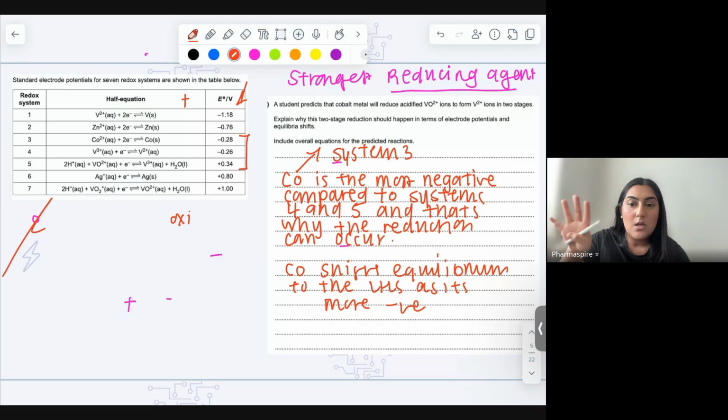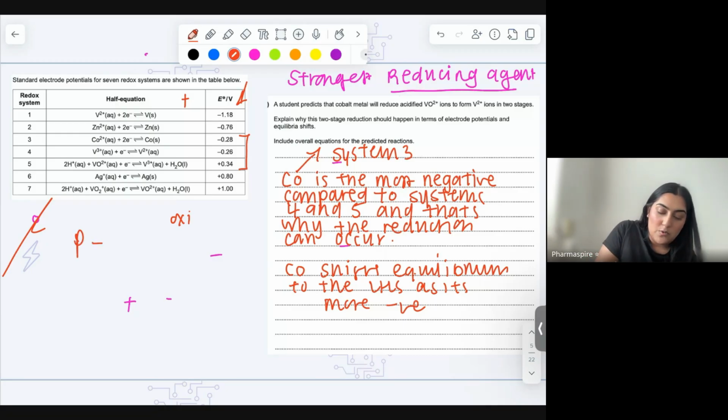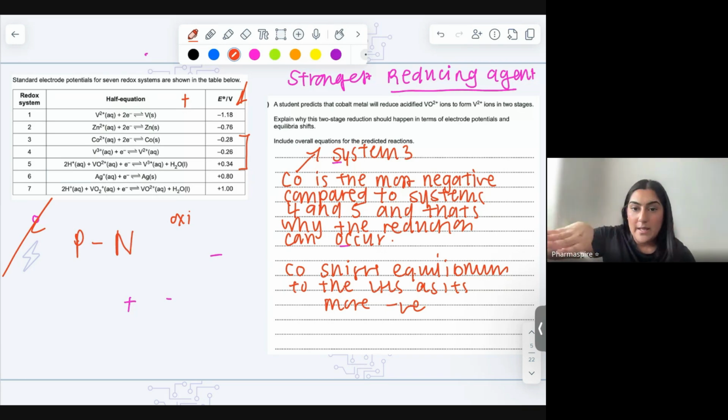Does that make sense? You don't need to memorize. The only thing I would say you need to memorize is the equation, which is positive minus the most negative one, and also anything to the right-hand side, reduction, anything to the left, oxidation. The most negative one is oxidation. The most positive one is reduction. That's what I would memorize. Yeah? We're going to do some more of these. Still on the first one.